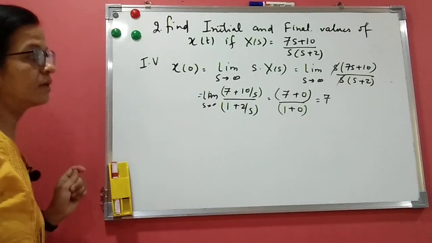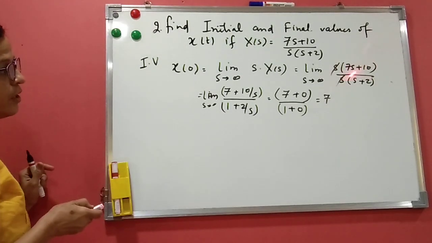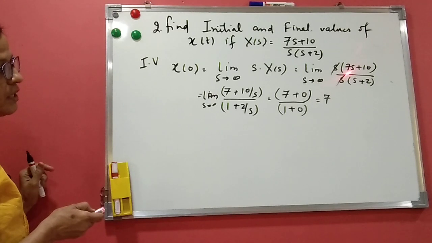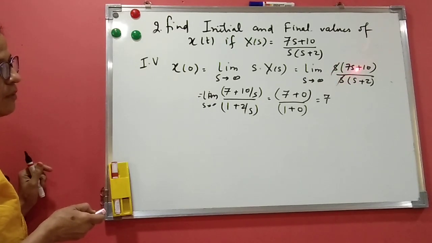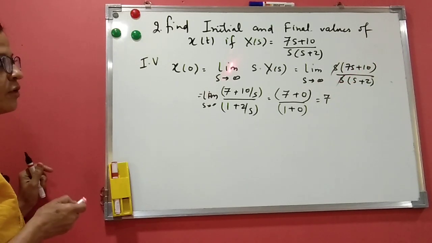Always remember that whenever the degree of numerator and denominator is the same, because the degree here is 1 and the degree here is 1, the answer will be the coefficient of the highest degree of numerator upon the coefficient of the highest degree of denominator. 7 upon 1 is 7. If the degree of numerator and denominator is not the same, we are going to get 0.